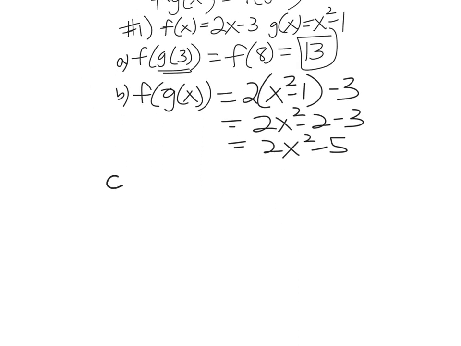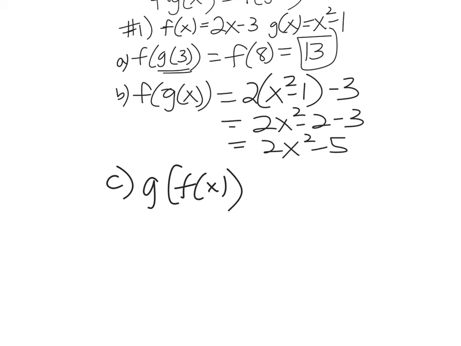Okay, let's go the other way. Let's do g of f of x. Yeah, 2 times negative 3 is 6, right? Oh, it's minus. Yeah, minus. You're right. All right, g of f of x.